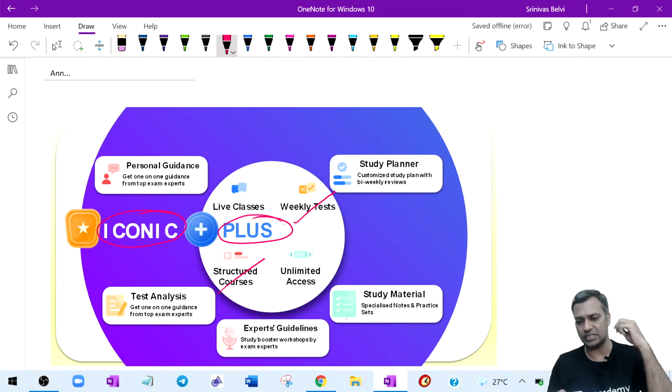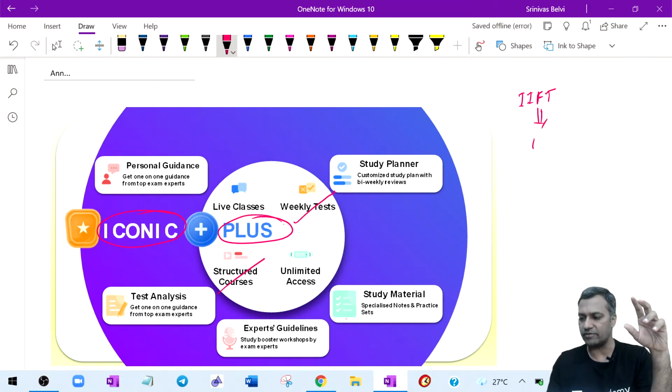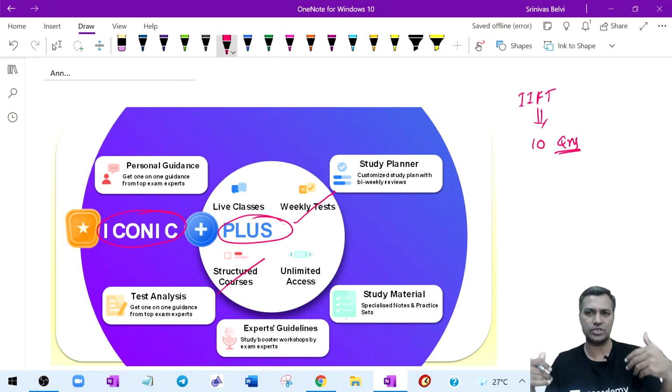Let me tell you some of the personal guidance that I've done in the past. For example, the IIFT form is out. The IIFT form would have 10 short questions that you need to answer, and you need to fill those 10 questions and submit along with the form. Now, these 10 questions do matter. It matters what responses you give, because some of your interviews also depend on it.